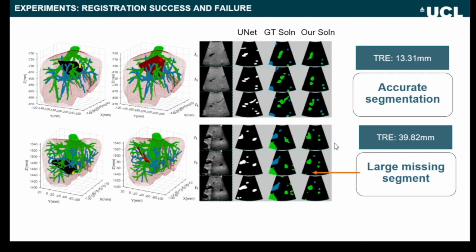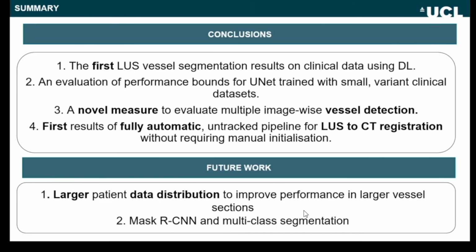This leads to an incorrect solution being found in comparison to the ground truth, and could be explained by the fact that our sample contains a smaller proportion of large vessel features. Therefore, increasing the number of images provided to our UNET and feature distributions could possibly increase the performance in this realm. To summarize, we have presented the first laparoscopic ultrasound vessel segmentation results on clinical data, and have offered an evaluation of the performance bounds for UNET trained with a small clinical data set.